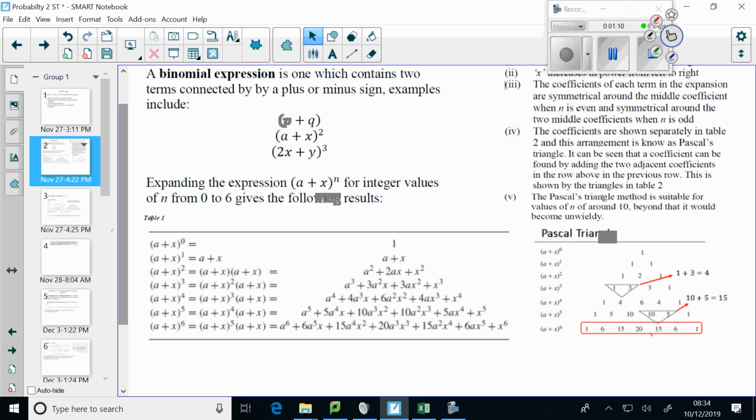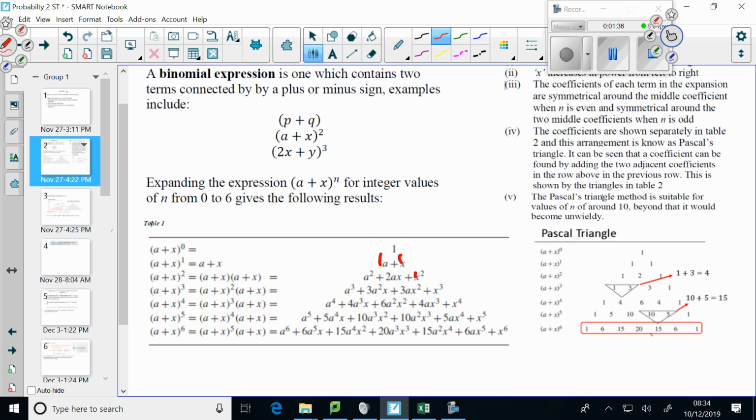So a plus x to the 0, anything to the power of 0 is 1. A plus x to the power of 1 is a plus x. So the coefficients there are 1: 1 times a, 1 times x. If we expand a plus x squared, we get a squared plus 2ax plus x squared. Again, you don't normally write the coefficients on the outside, but remember there's always a 1 in front of there. We carry on doing that, we get this triangle effect, and it's called the Pascal triangle.